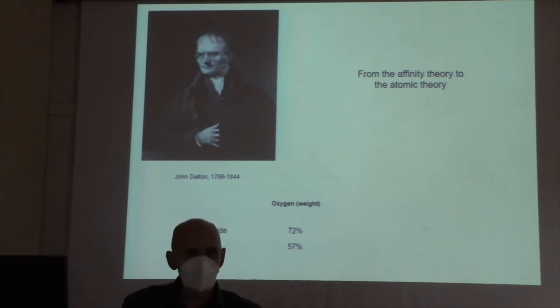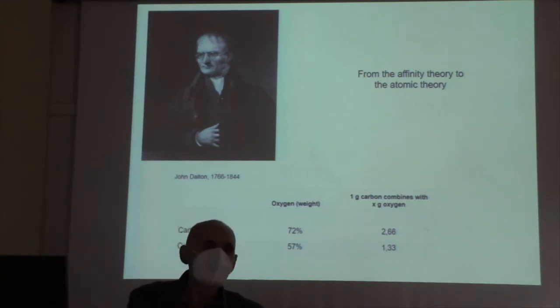Now, put this way, these reactions really convey no specific ideas about what is going on. But John Dalton had the idea of putting the results in a different way. He took a different view and said, okay, if we have 1 gram of carbon, let's see how many grams of oxygen are required to obtain carbon dioxide and carbon monoxide. And he obtained exactly 2.66 and 1.33. So, what's obvious about this? It's a number. Right. One number is double the other.